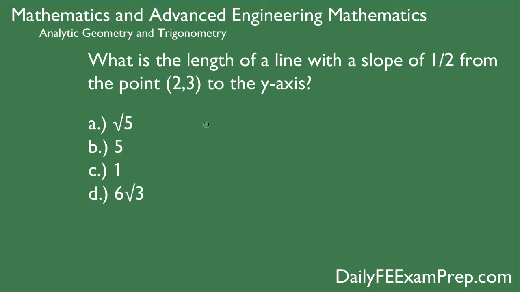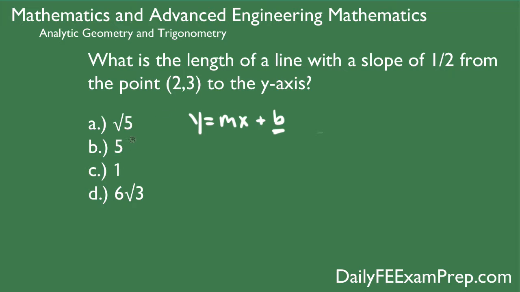So today's problem is, what is the length of a line with a slope of 1/2 from the point 2, 3 to the y-axis? Okay, so to start, we want to write the general form of a straight line, which we know is y equals mx plus b. And so what we want to solve for right now is where that y-intercept is, which is labeled as b. So let's go ahead and plug in our points to see what we come up with for the y-intercept.